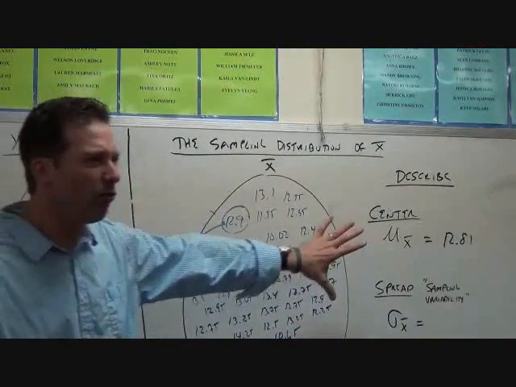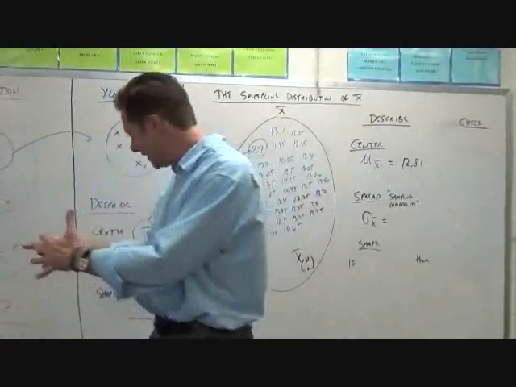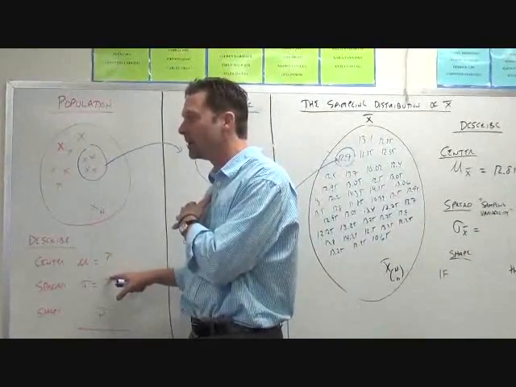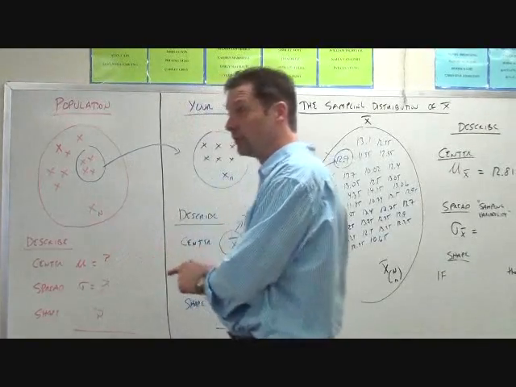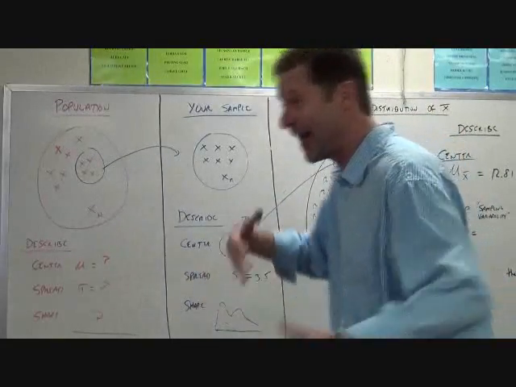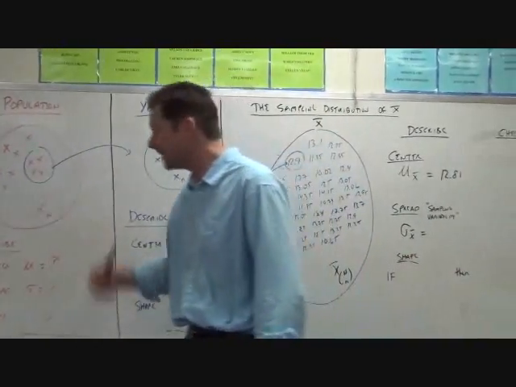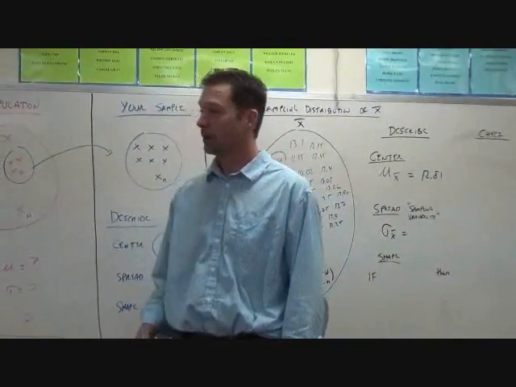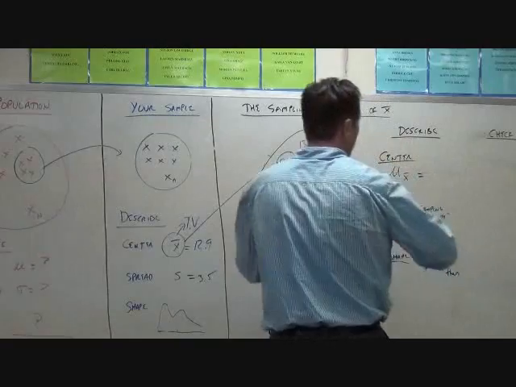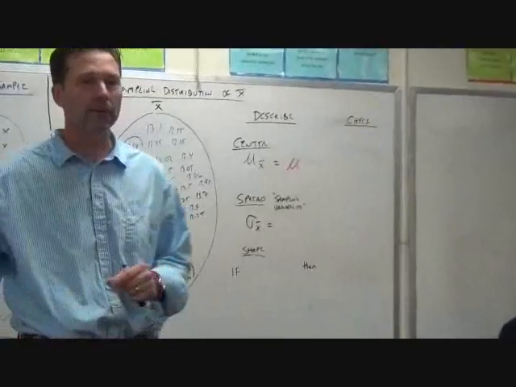Didn't the mean of all 45 of those X bars just so happen to be the mean of the population distribution? And that will always be the case. If we had all 4.6 times 10 to the whatever of these, and we took the mean of all of them, it would be exactly equal to the mean of the population distribution. So we know what this will be: the mean of the sampling distribution will be equal to the mean of the population.